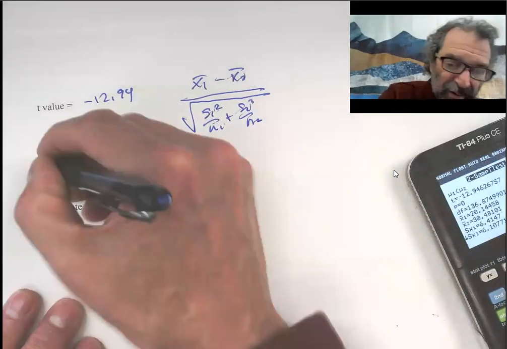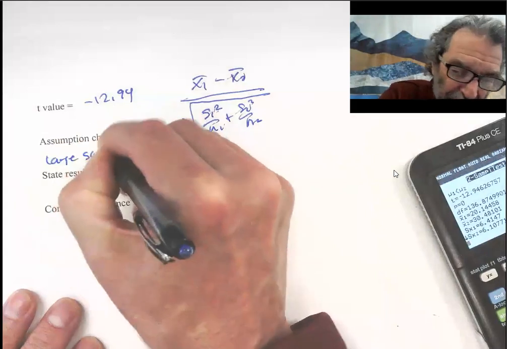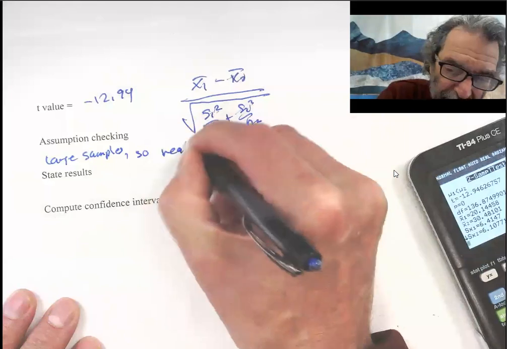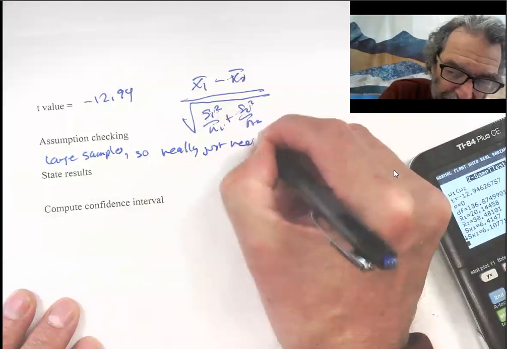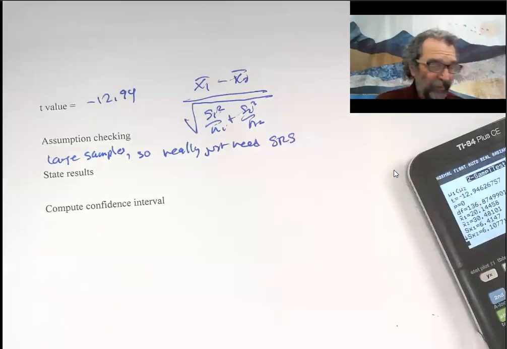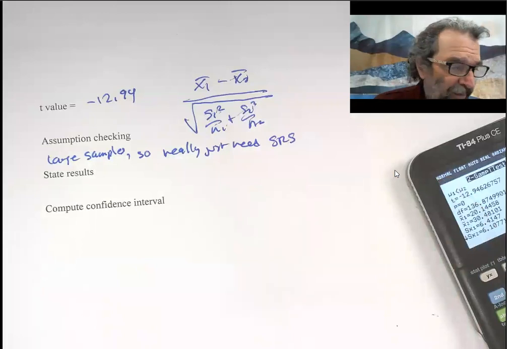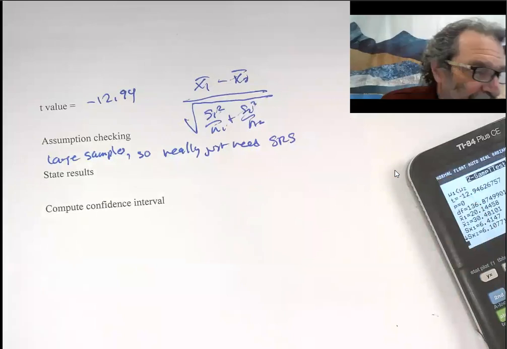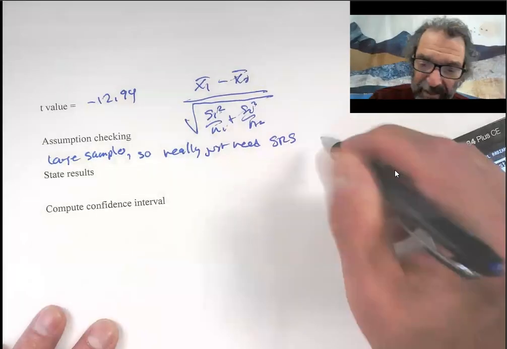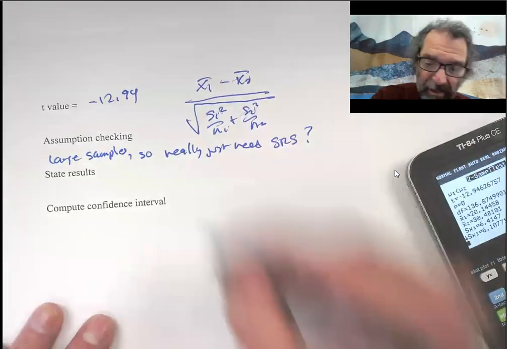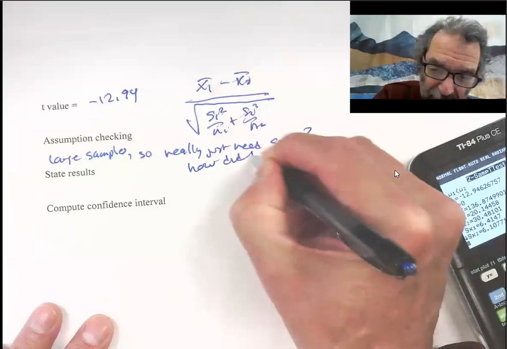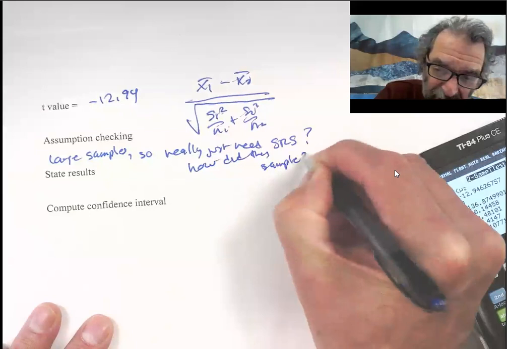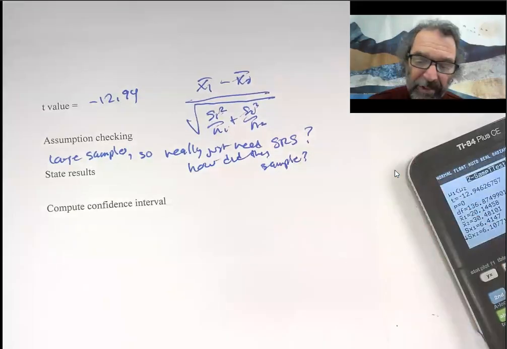Well, we've got a large sample. So really, I just need SRS, simple random sampling. That would say that we pick cars at random of American cars, and we pick cars at random for Japanese cars. If we weren't picking them at random, we might have picked cars that had higher mileage and lower mileage. It says a sample here, but you have to look into how they sampled, to make sure the sample is representative of the population you're trying to study.